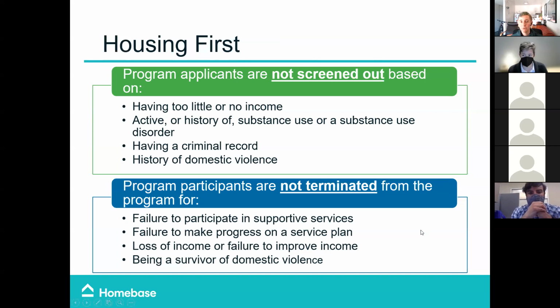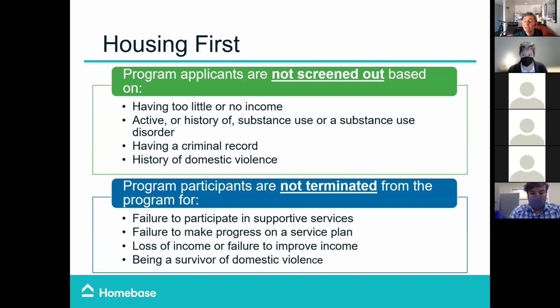And then once someone is enrolled in a project, this gets back to a question we had in the chat, right? We want to make sure that we're not kicking people out for reasons that are not essential, right? We want to try to make exiting from a project a true last resort, and very, very rare. So if someone is not participating in supportive services, that is not a reason for exiting them from a project. If they're not making progress in the way that they need to in order to maintain independent housing stability, that's still not a reason to exit them from a project. If they have an emergency and lose all of their income and start back over from zero income, that's not a reason to exit them from a project.